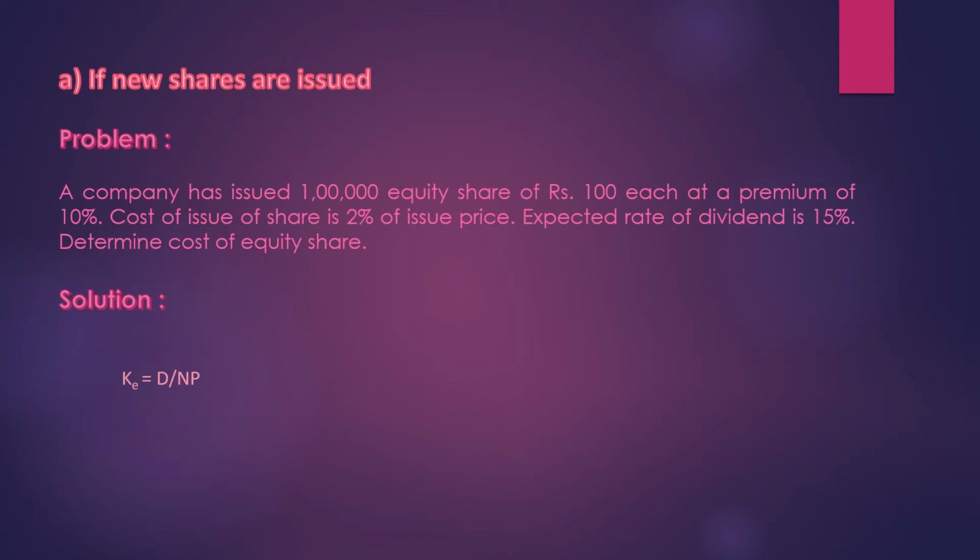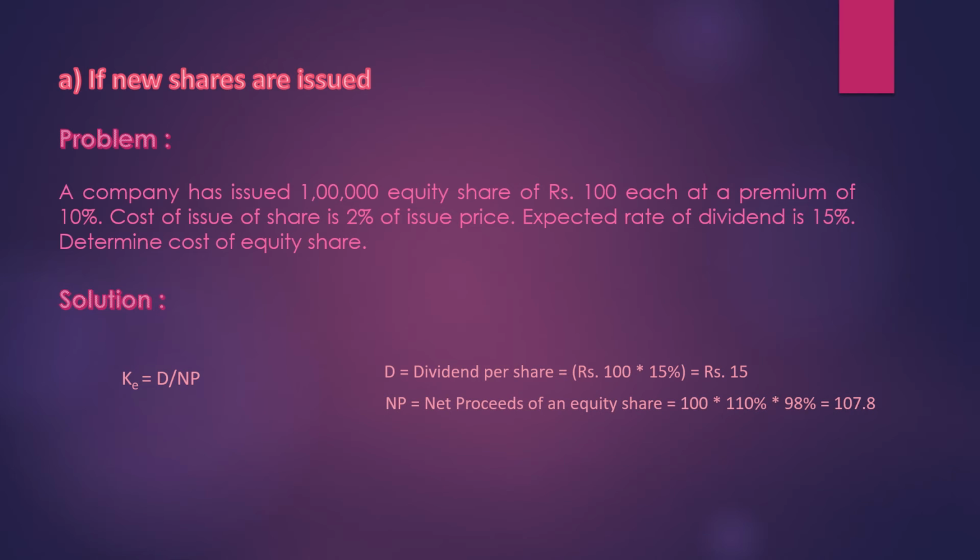First of all we will write down the formula. The formula is KE equals D by NP. Now I will calculate D, the dividend per share. For this we will take the actual value of this equity share, which is 100, and the expected rate of dividend, which is 15%, and by this we can calculate dividend per share, which is 15. The next one is NP, the net proceed. For net proceed, we will take the actual value, which is 100, and this equity share is issued at a premium of 10%, meaning overvalued, so we will take 110%, and cost of issue is 2%.